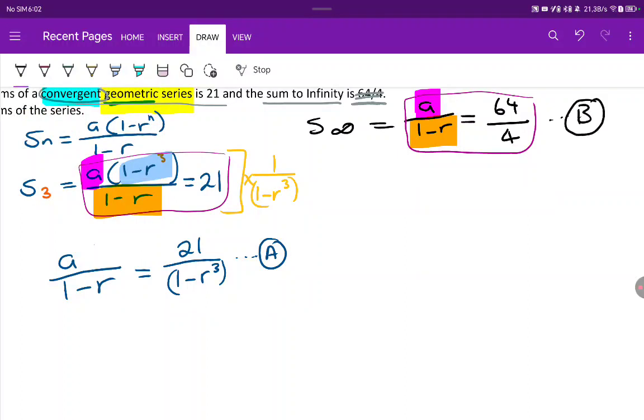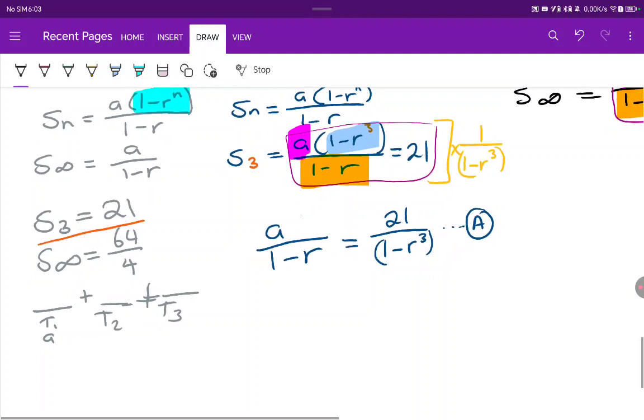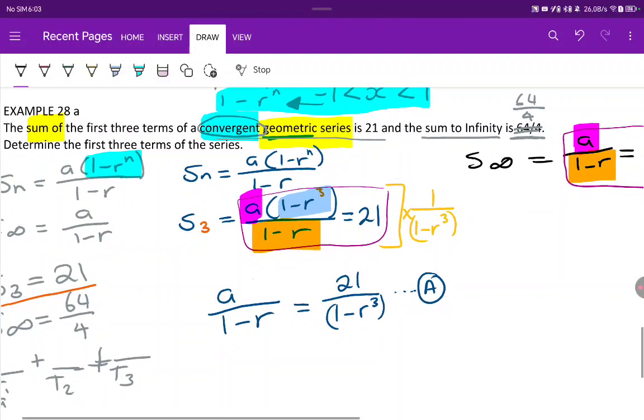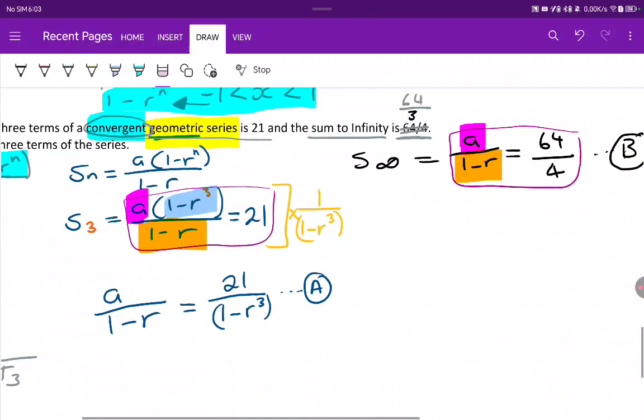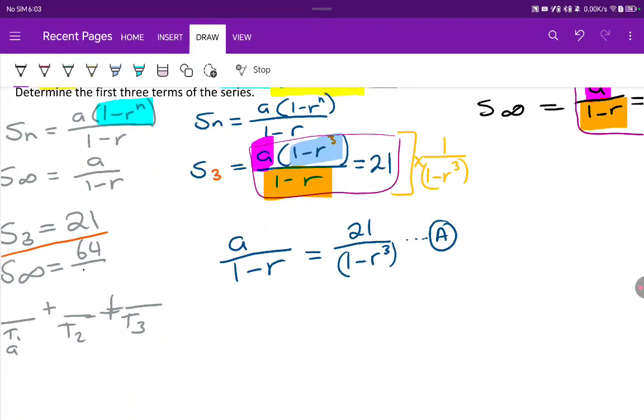So far, so happy. Wait, let me double check. Okay. So I think I typed the question wrong. This is supposed to be a 3. So change that and that and that to a 3. It's 64 over 3. My apologies.